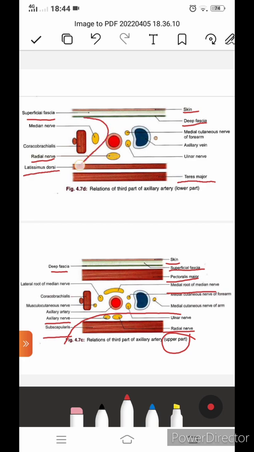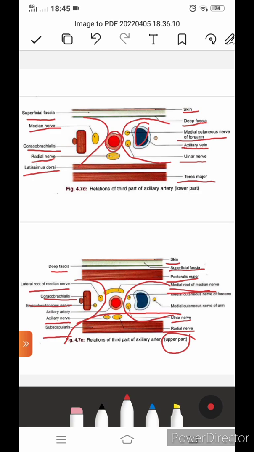Now let's see from the lateral aspect. The coracobrachialis muscle is present in both parts, but the musculocutaneous nerve and the lateral root of the median nerve are present only in its upper part, whereas the lower part consists of the trunk of the median nerve. And the medial aspect of both parts is the same. Here we can see the axillary vein and axillary artery, and between them there is the medial cutaneous nerve of the forearm and the ulnar nerve in both parts, and medial to the axillary vein there is the medial cutaneous nerve of the arm.